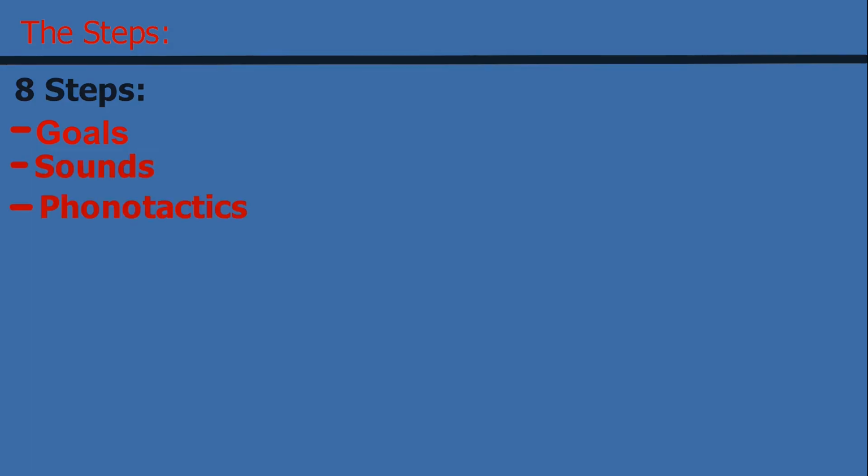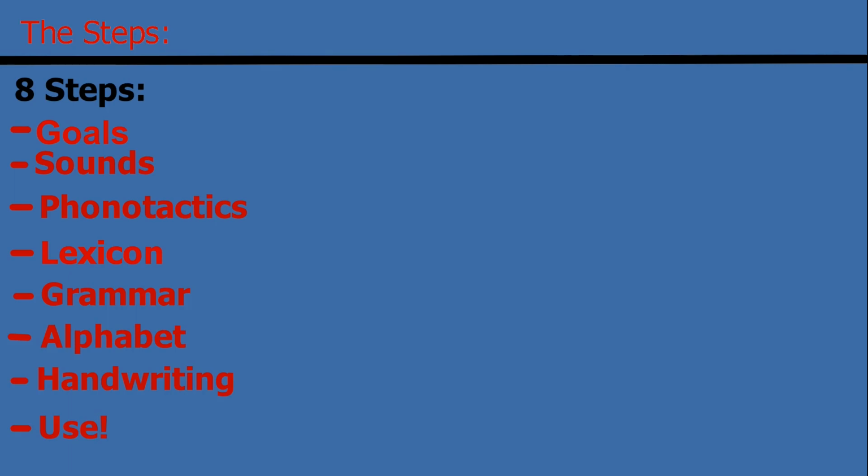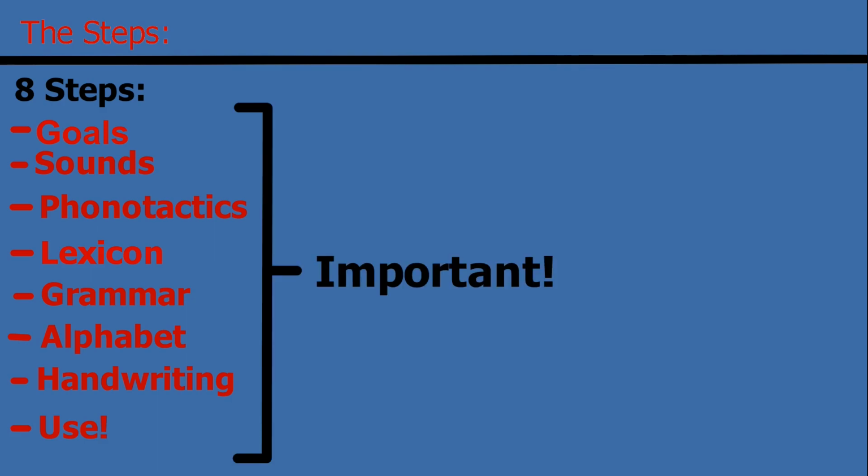When creating a conlang, there are arguably 8 steps that one must take. Finding the goals of your conlang, selecting the sounds, making the syllable structure for your language and its groupings, creating a lexicon, creating a grammar system, designing an alphabet, modifying it for handwriting, and finally practicing and translating written text in your language. Each one of these steps is crucial to the creation of your conlang, and with one of them missing, your conlang may be incomplete.